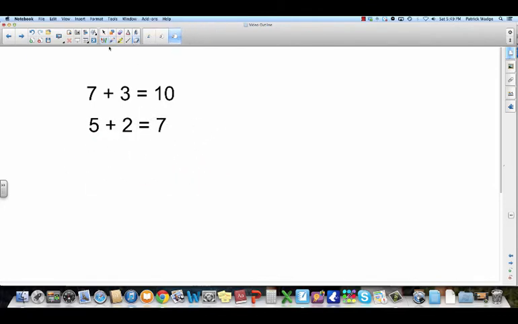Okay, how about if I was to subtract? 7 take away 5 is 2, 3 take away 2 is 1, and 10 take away 7 is 3. True? 2 plus 1 is 3? Yep, that's true too.